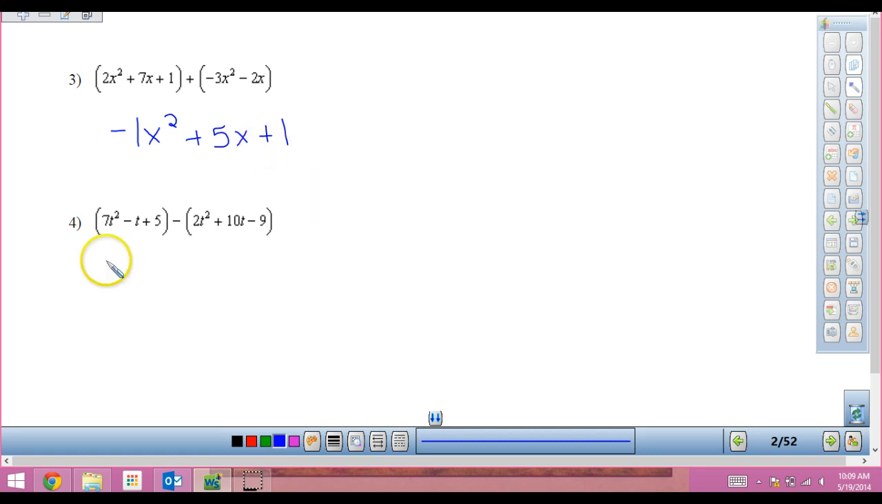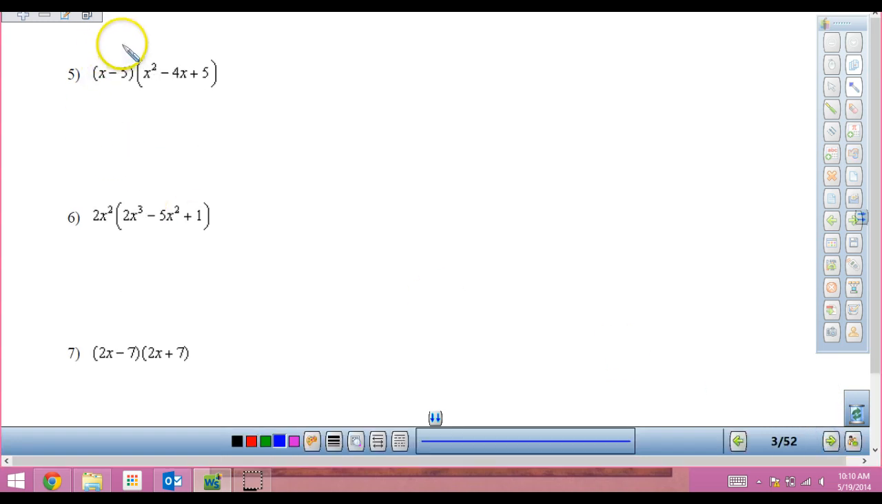Our next one, we have a subtraction sign, so you have to be careful. We're subtracting everything. So 7t squared minus 2t squared, we get 5t squared. Negative t minus 10t is going to give us a negative 11t. And 5 minus a negative 9, that's going to turn into a plus. So plus 14 is what we get when we add those together.